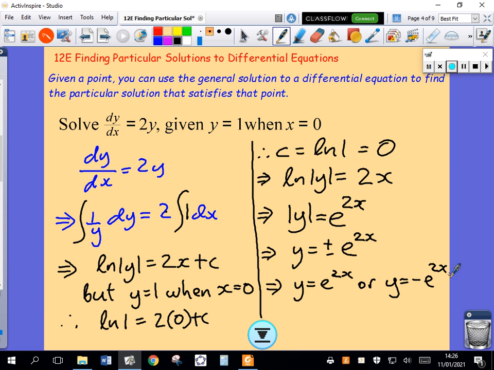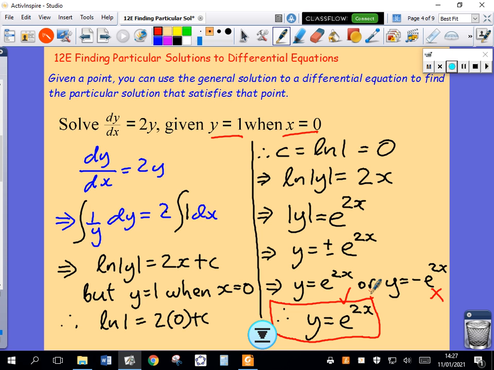Now remember my initial conditions, that y has to equal 1 when x is equal to 0. So if I plug in 0 into this first equation, we get y is equal to e to the power of 0, which is 1, so that's fine. But if I plug 0 into this second equation, we get y equals negative e to the power of 0, which would be negative 1, which is not fine. That is no good. That is not my solution. Therefore, my particular solution in this case is y equals e to the power of 2x. That is my particular solution, and that's how I'm solving. So y is equal to e to the power of 2x in this case.